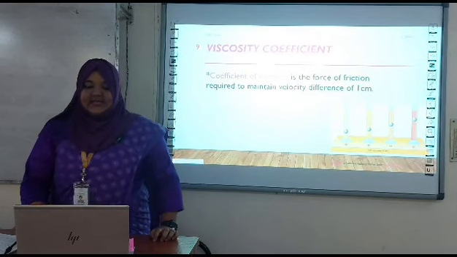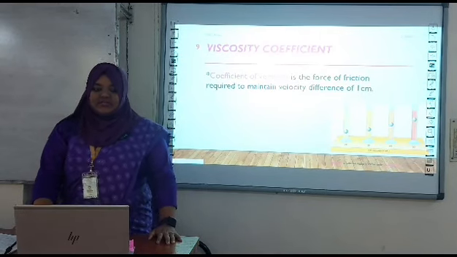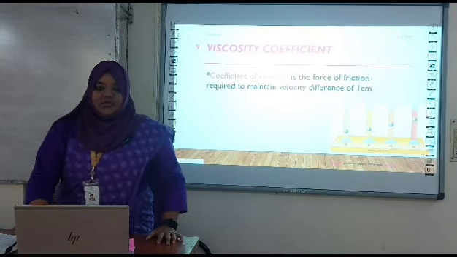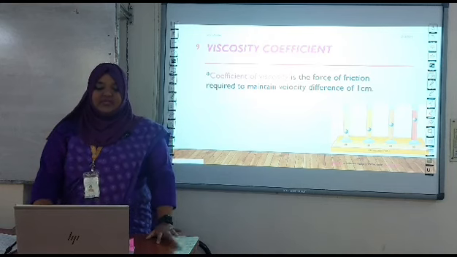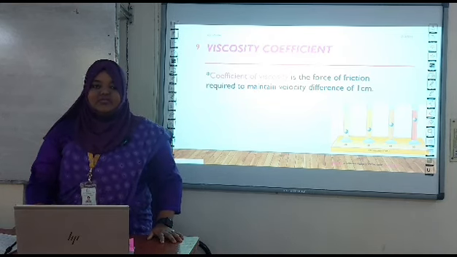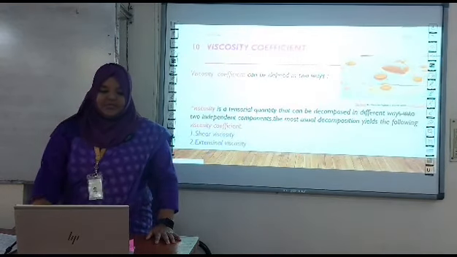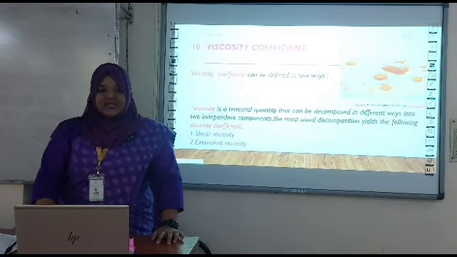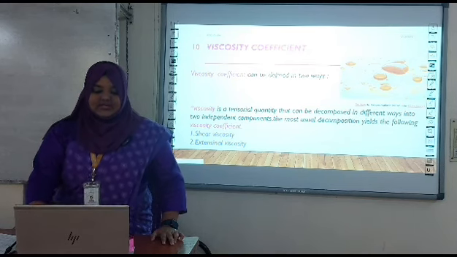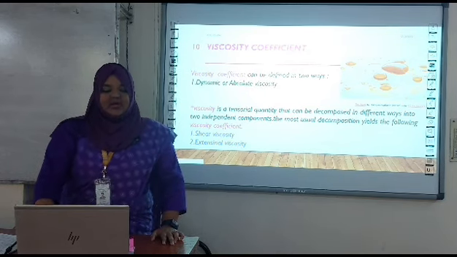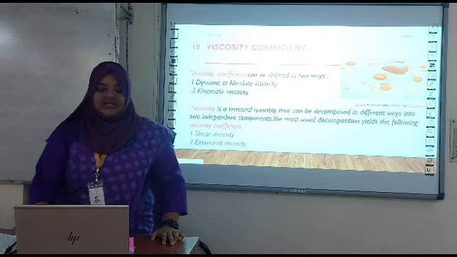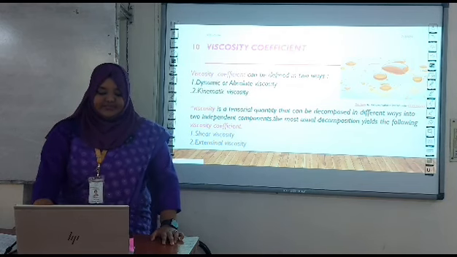Let me move on to the second item, which is viscosity coefficient. Coefficient of viscosity is the force of friction required to maintain a velocity difference in 1 centimeter. Viscosity coefficient can be defined in two ways.